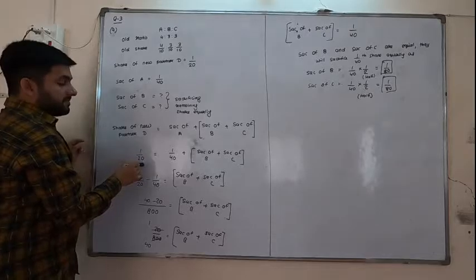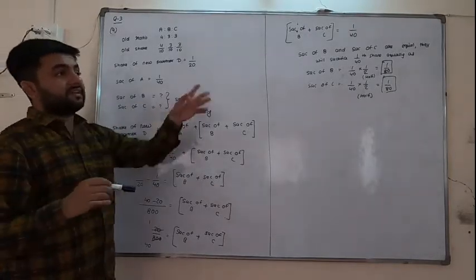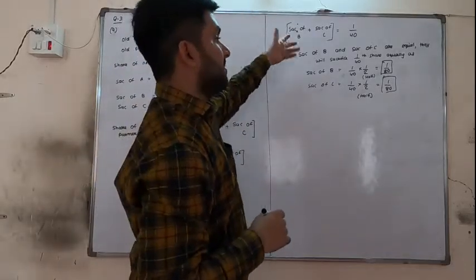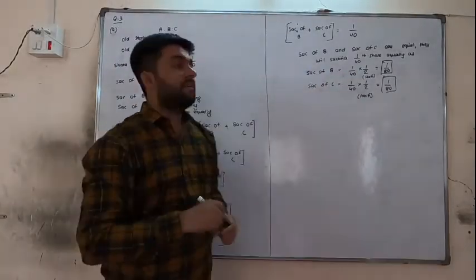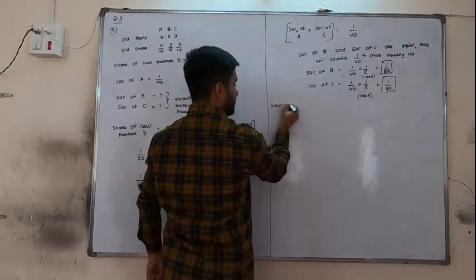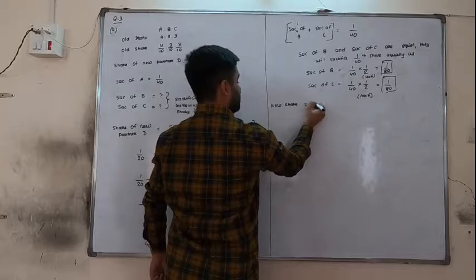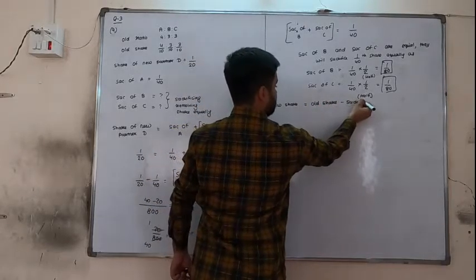See, 1 by 20 is greater than 1 by 40. In the same way, 1 by 40 is greater than 1 by 80, so the denominator is doubled because they are taking their half. Now we know the sacrifice of both. Now as we know the sacrifice of each and every person, we can find the new share, as new share is equal to old share minus sacrifice.